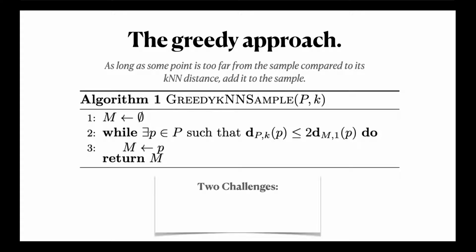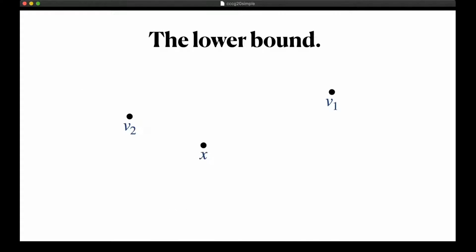Now we have two challenges. First, we want to prove that this algorithm actually works. And also, we want to show how to implement it efficiently. First, to show that this algorithm is correct, let's look at the lower bound.